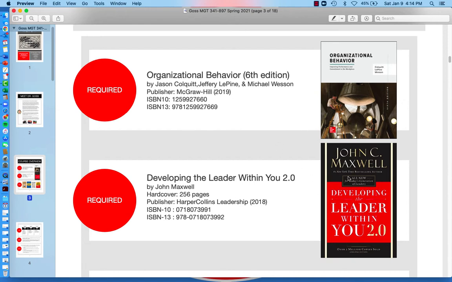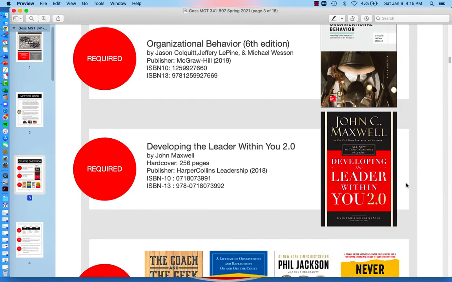Another required book is John Maxwell's Developing the Leader Within You 2.0. Again, make sure that's the 2.0 and not the original one, because we'll be covering material from that new edition for this. Both of these, again, are required course materials, and I'll show you just in a little while exactly how we're going to use them.